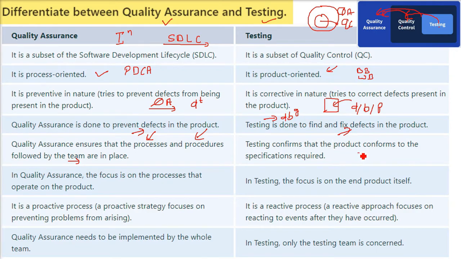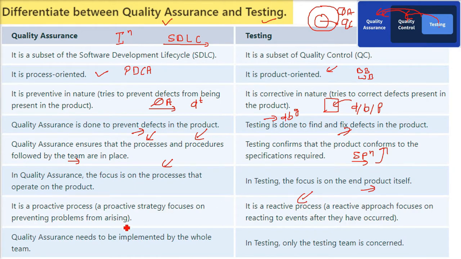While testing confirms that the product conforms to the required specification. The user's expectations are fulfilled here. In quality assurance, the focus is on the processes that operate on the product. In testing, as we have talked about, it is for the end product. Quality assurance is proactive, that is, the proactive strategy focuses on preventing problems from even arising. While testing is a reactive process. The problem is there, now we need to mitigate it.